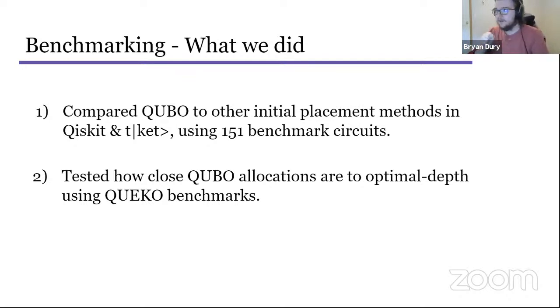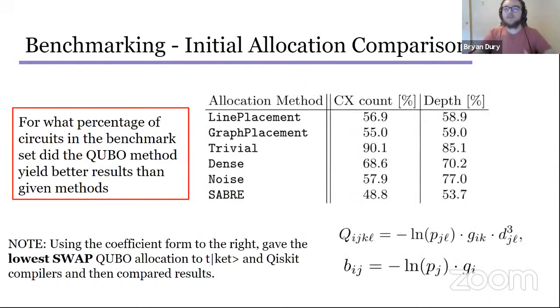So let's focus on the first part here. How did QUBO do compared to other initial allocation methods? If we look at this table here, what we have is total CNOT count for the final circuit and circuit depth. What we're looking at is, for what percentage of circuits in the benchmark set did the QUBO method yield better results than the given methods? If we look at pretty much every value here, QUBO is doing better for the majority of the benchmark circuits in terms of total CNOT count and circuit depth, besides one case where it compared to Sabre on CNOT count and lost out by about 1.2%.